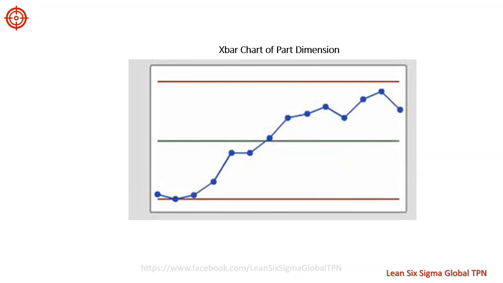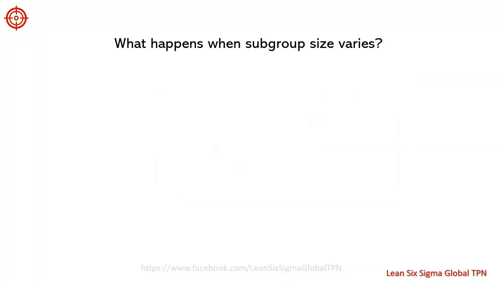So how about the process in this X bar chart? Here, mean values are increasing over time. It's possible that different parameters may be causing the change. Again, we need to investigate the process further to find the sources of the increase.